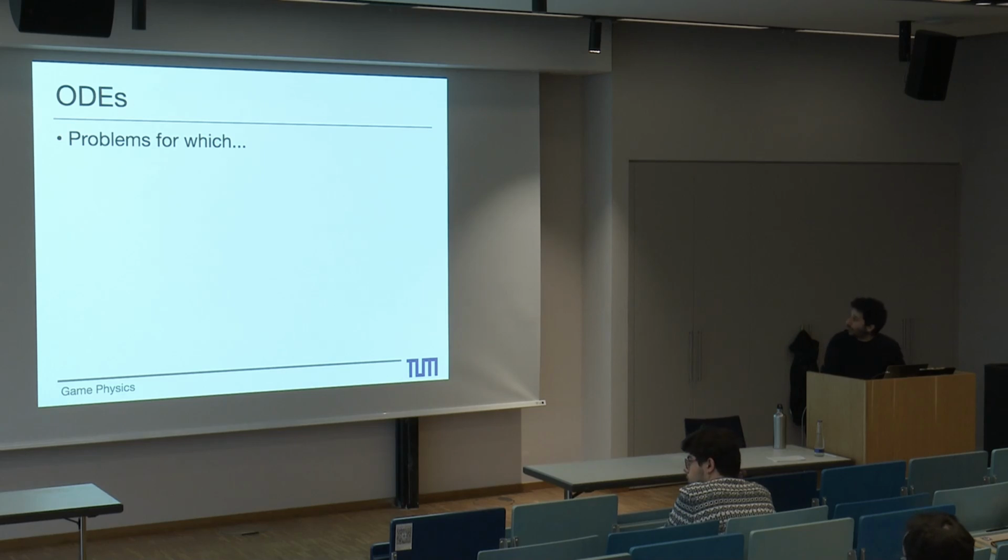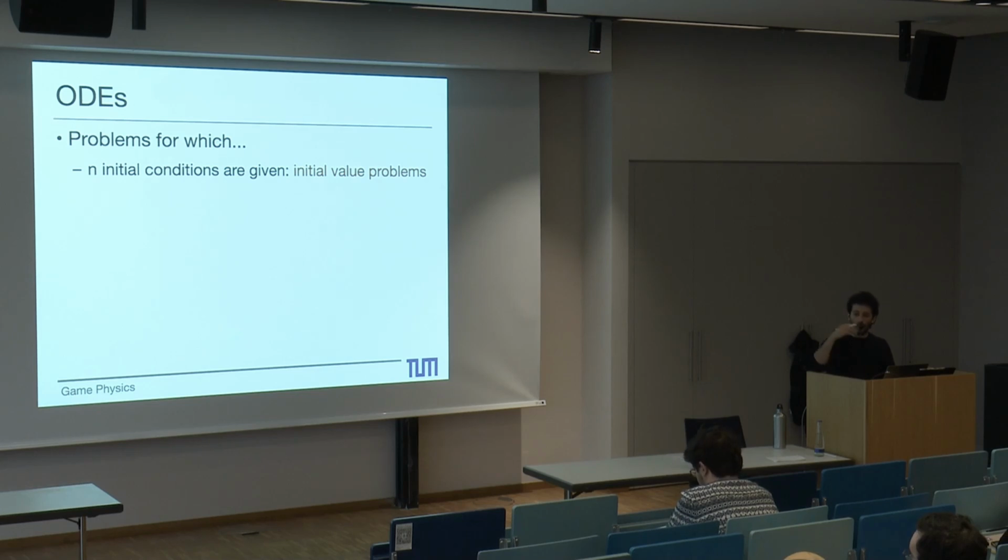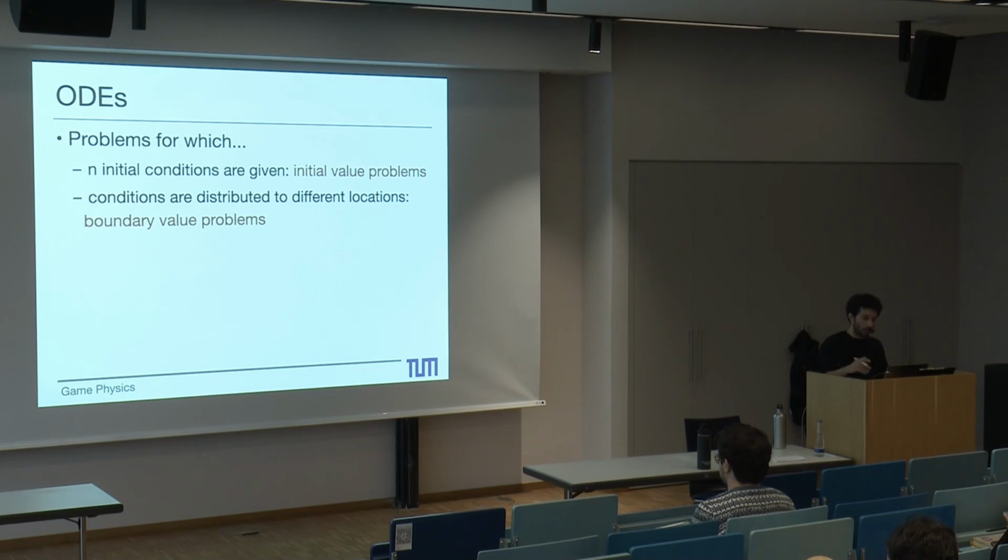So we can now describe different problems depending on the kind of conditions that we are given to define their solution exactly. The simplest problem that we have already seen is when we have n initial conditions, so let's say we give the initial velocity and initial position of a certain object, and that's what we called an initial value problem. And instead, if we have boundary conditions that are defined at different locations, in that case, we call it a boundary value problem.